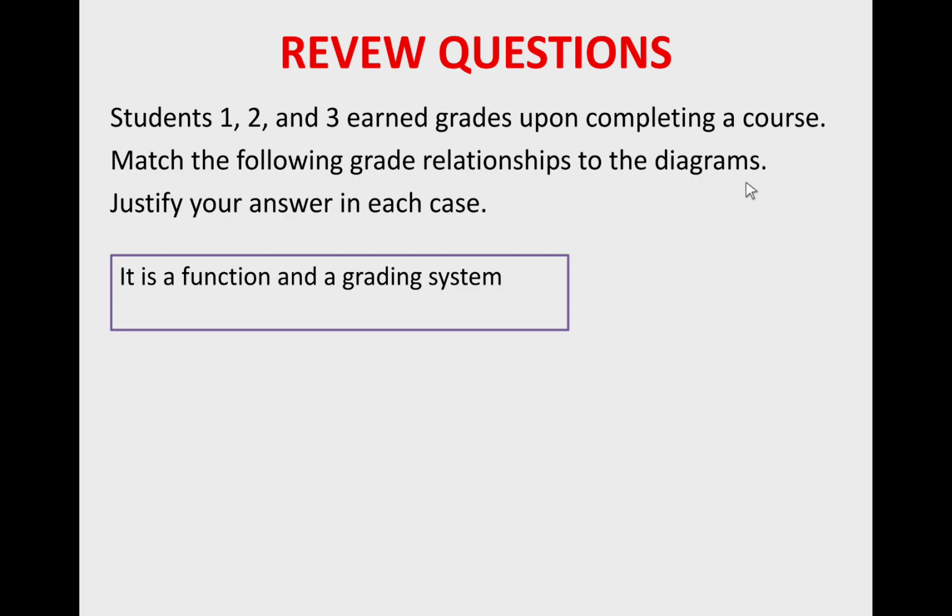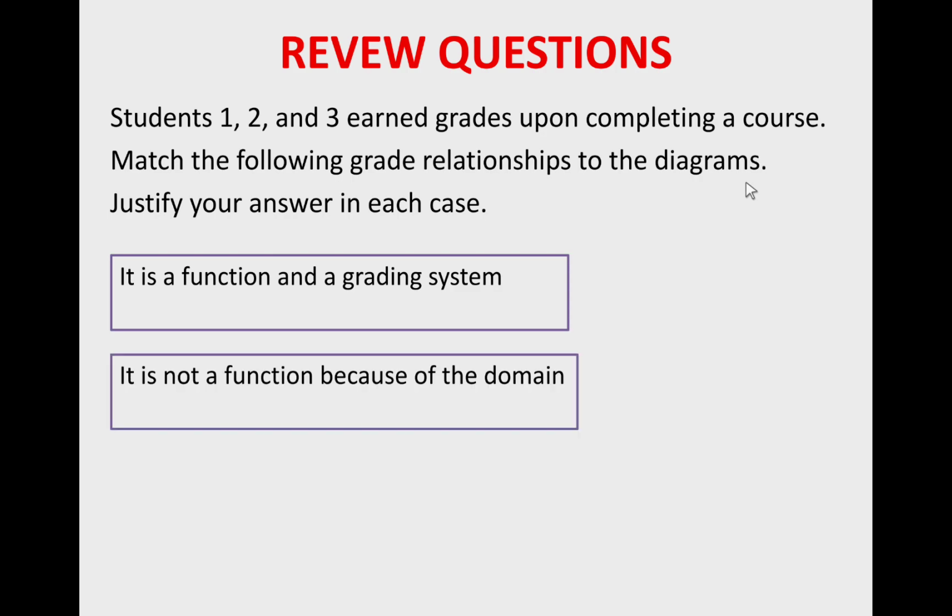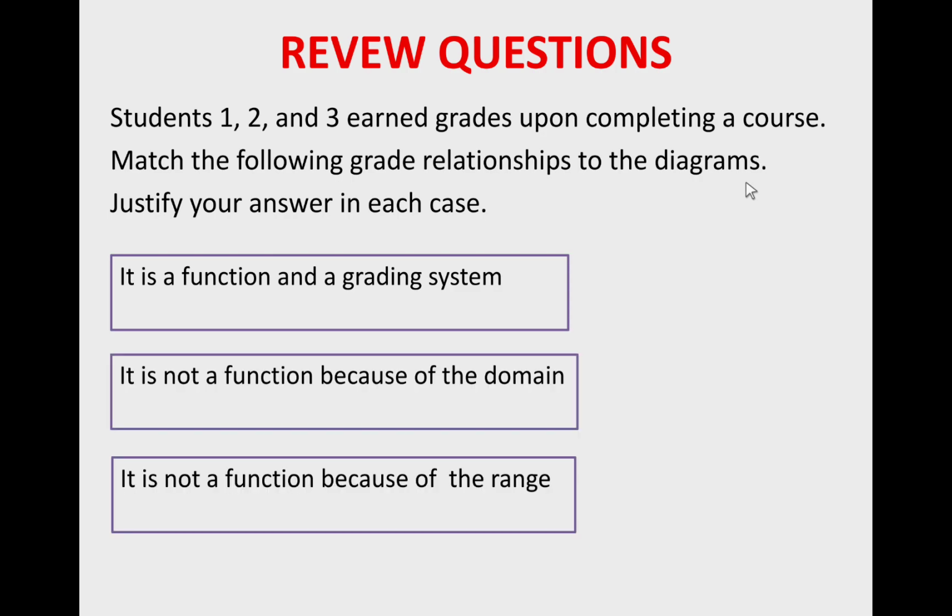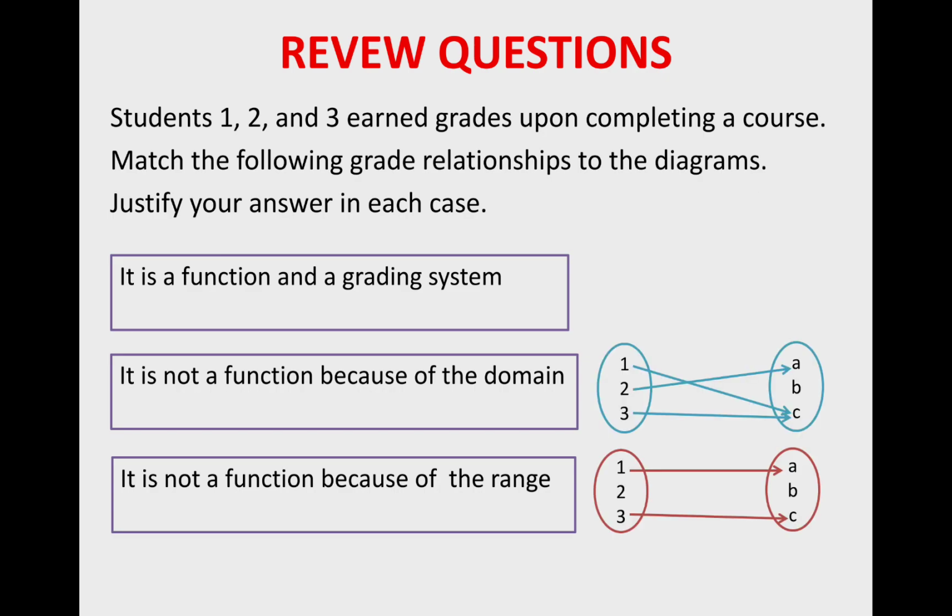So let's take a look at the relationships. We have 1, 2, 3 relationships. We have to map them to 1, 2, 3 models. If we look at the first one, it says it is a function and a grading system at the same time. Let's check, starting with the black model.